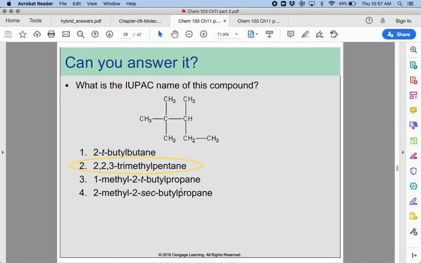2,2,3-trimethylpentane. So let's find the longest chain. 1, 2, 3, 4, 5 carbons long. 2, 2, 3. Trimethyl. Now, you may be going, why do I have to say 2 twice? Because we need to identify that this carbon 2 has 2 methyl groups on it. So we count for each of them. 2, 2, 3, trimethylpentane.